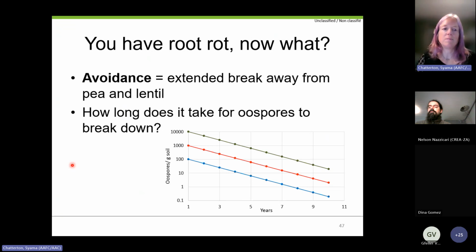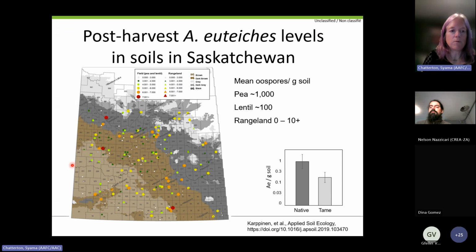And then a big question has been, how long does it take for those oospores to break down in the soil? From some tests that were done in 2016 after a pea and lentil crop by a colleague at Swift Current, what they found was that the amount of inoculum left behind in soils after a wet year in 2016 was about 1,000 oospores per gram of soil in a pea field and about 100 oospores per gram of soil in lentil fields. So that's our baseline of inoculum that we are working with after a pea crop or a lentil crop.